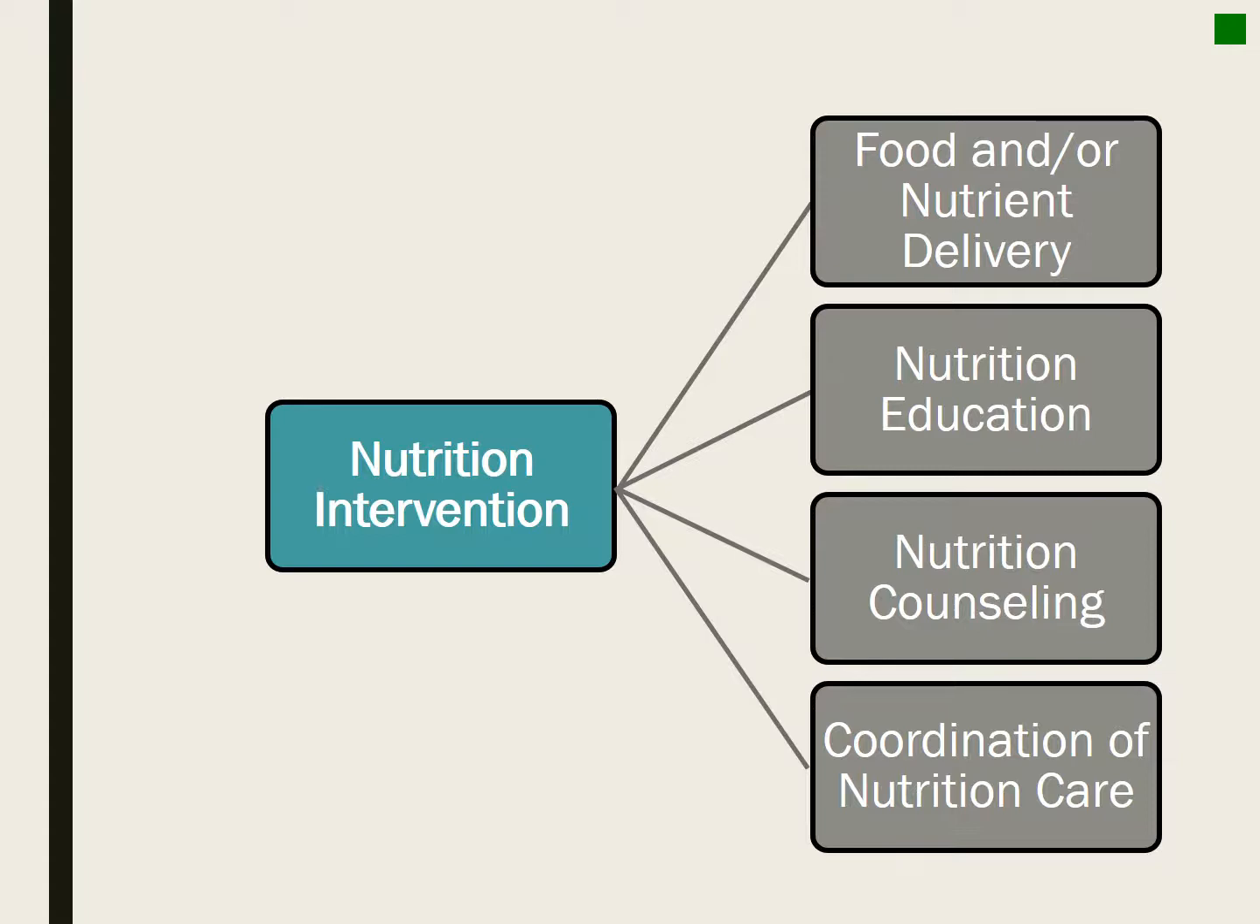So if you want to flip to page 162 in your textbook, Box 10.1 is an example of an application of the NCP to a patient. So if you wanted to look over that and just see how that example is given, that would be very beneficial.